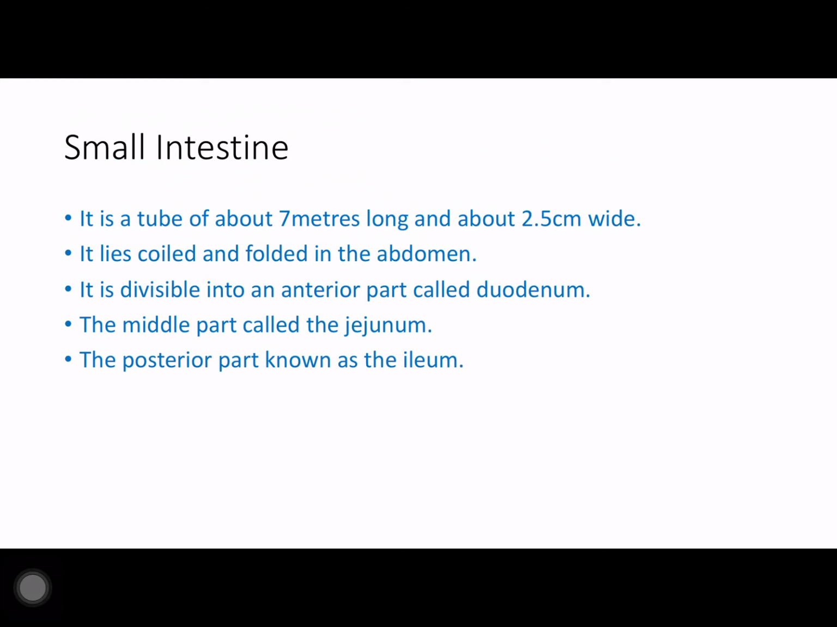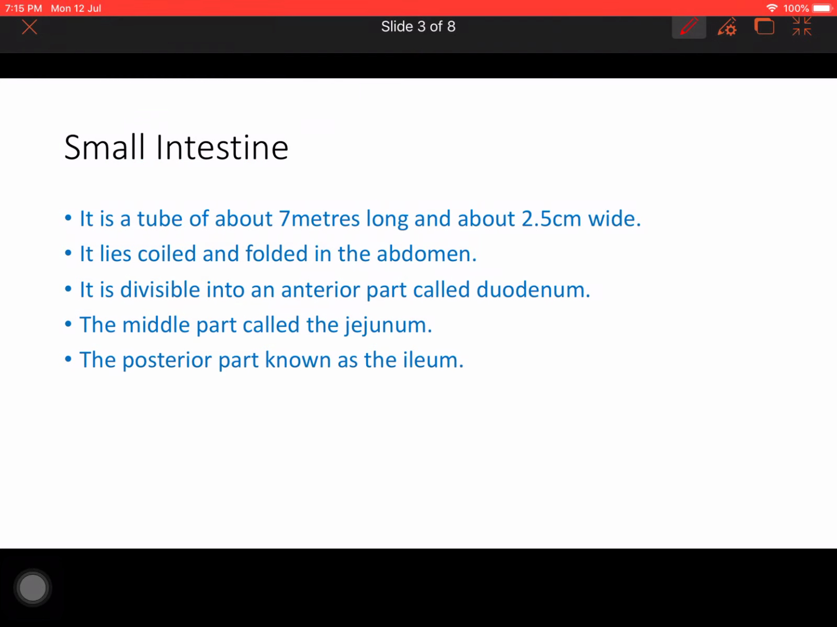Now, the small intestine is a 7 meters long tube-like structure. It is 2.5 centimeters wide. We all know that it is a coiled structure inside our abdominal region, or inside our abdomen. It is divisible into 3 main parts. The first one is the duodenum, the middle part is the jejunum, and the posterior part is known as the ileum.